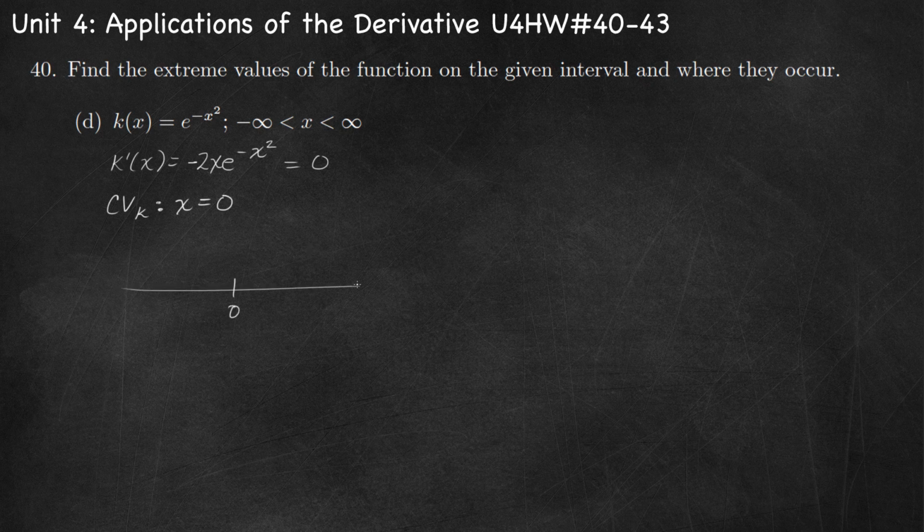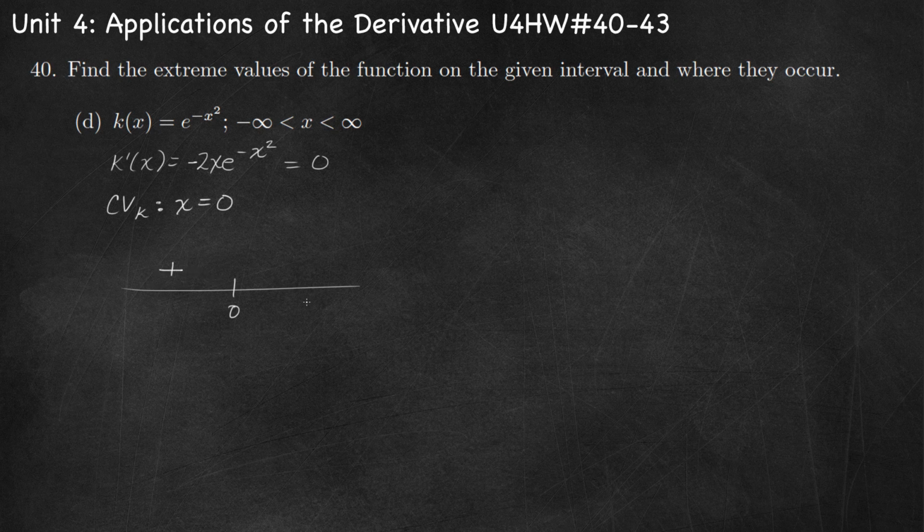And then endpoints are just negative infinity to infinity. I'm going to pick test points and substitute them into my first derivative. So if I pick a test point of negative 100, negative 2 times negative 100 is positive. E to the negative 100 squared is positive. So positive on the left.